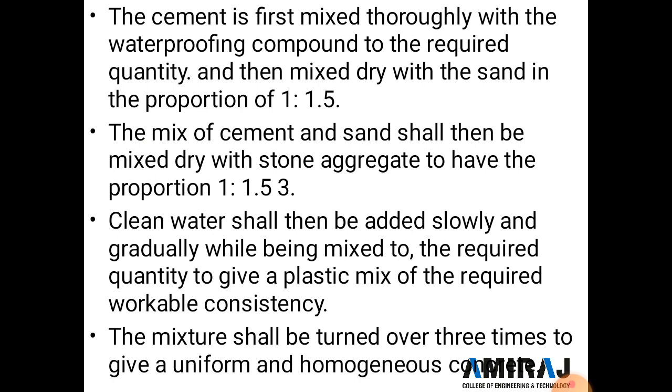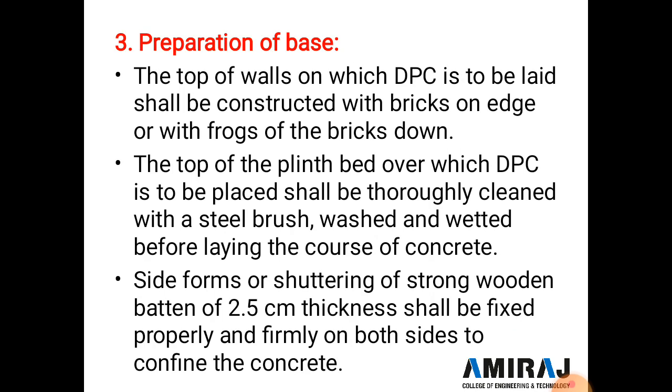The cement is first mixed thoroughly with the waterproofing compound to the required quantity, and then mixed with sand in a proportion of 1:1.5, and the cement-sand mix is then mixed with dry stone aggregate in a proportion of 1:1.5:3. Now clean water shall be added slowly and gradually while mixing these three materials, and the mix shall be turned over 3 times to give a uniform and homogeneous color.